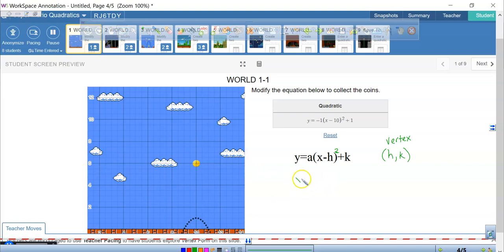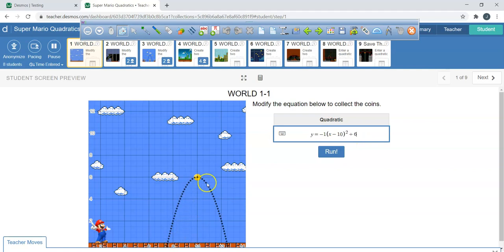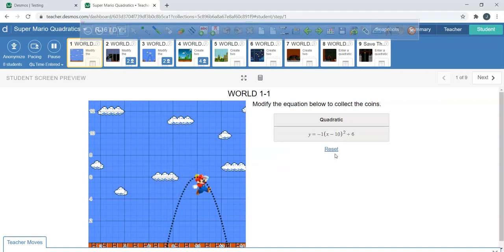So what I'm going to do is put y equals. I'm going to make the a value negative because if the a value is negative, it opens downward. So it's already negative 1. I'm going to put (x minus 10) squared, but all I'm going to do is put plus 6. So I'm going to adjust this from a 1 to a 6, and the parabola should go up and hit that and come back down. So let's see if that works. Hit reset, go over here, type in a 6. You can see how the parabola reaches its highest point called the maximum. Now, Mario should get the coin.